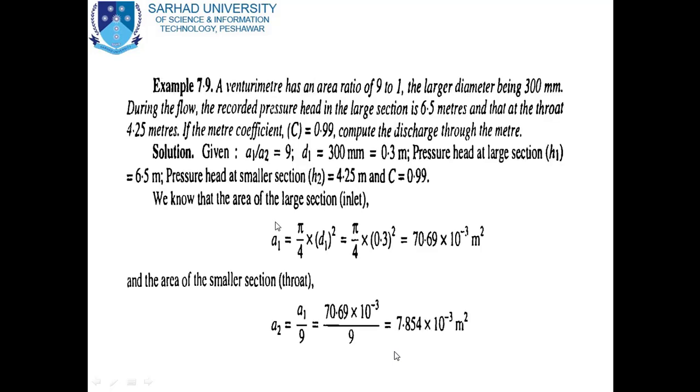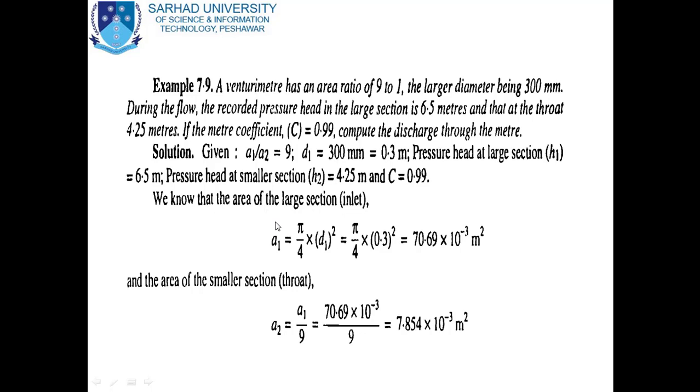Coming to the next example, 7.9, the statement of the example is: a Venturi meter has an area ratio of 9 to 1, the larger diameter being 300 mm. During the flow, the recorded pressure head in the larger section is 6.5 meter and that at the throat is 4.25 meter. If the meter coefficient C is 0.99, compute the discharge through the meter. So we have to compute the discharge through the Venturi meter. The coefficient of Venturi meter is given, which is 0.99.